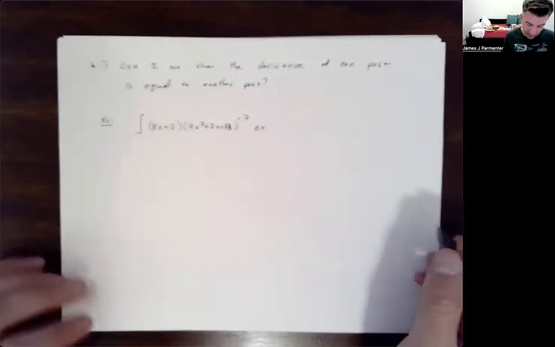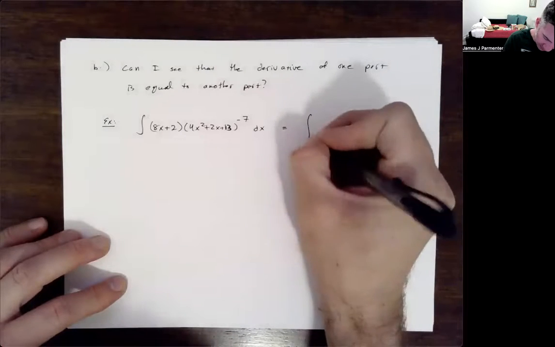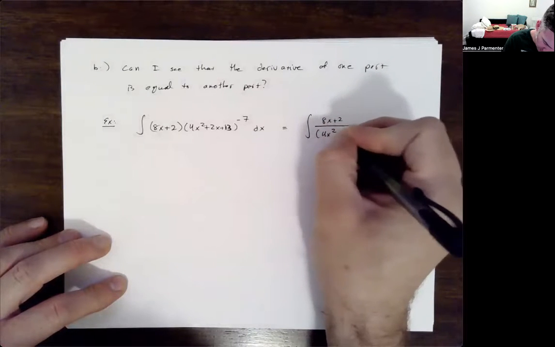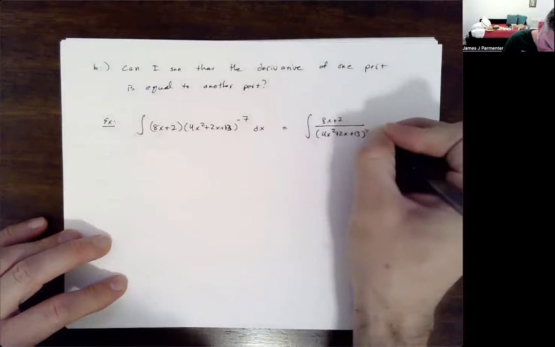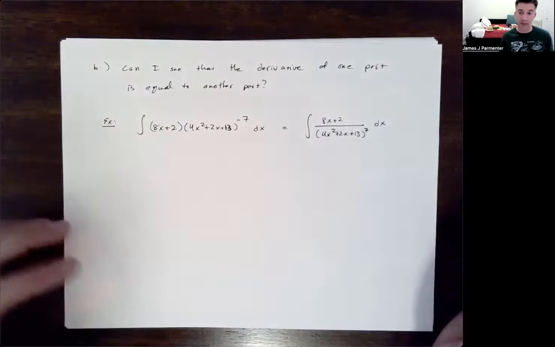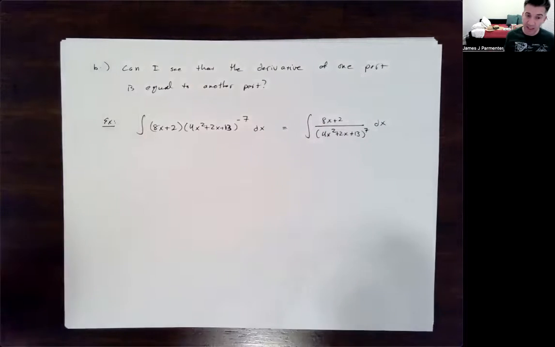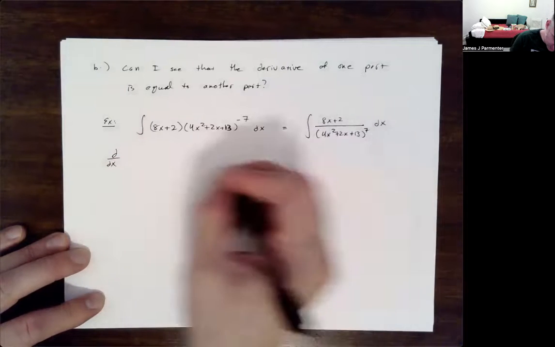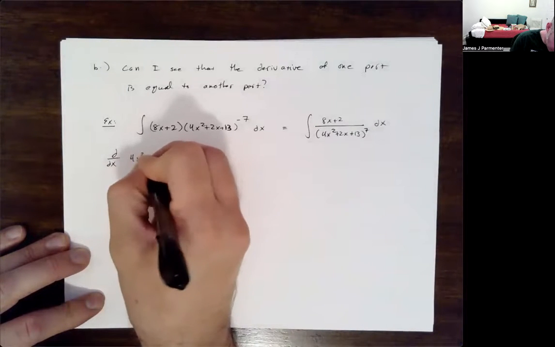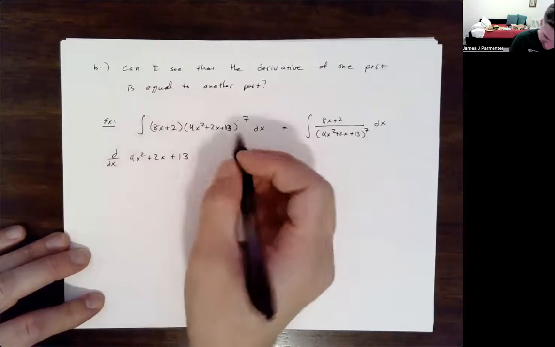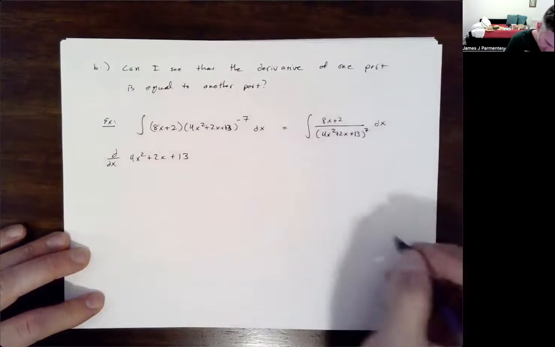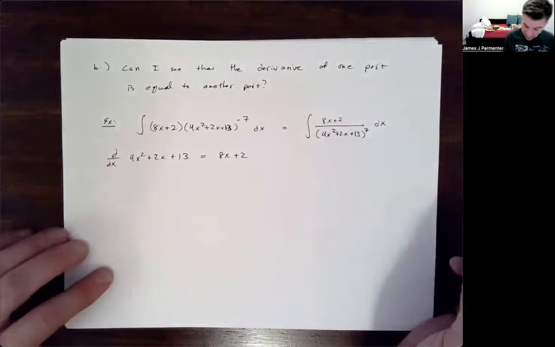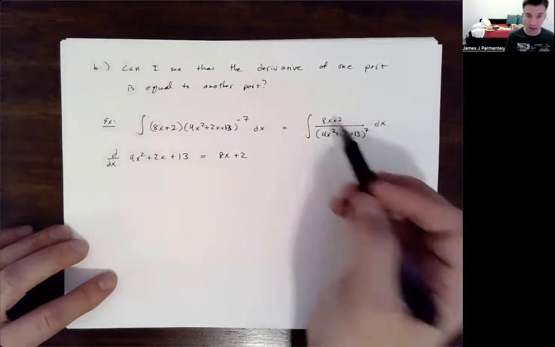I suppose I might have written this first as the integral of 8x plus 2 divided by 4x squared plus 2x plus 13 to the positive 7th power. That's probably how the integral would actually originally be expressed. And if I see that the derivative of one of these pieces, in this case, 4x squared plus 2x plus 13. Sorry, my 13s often look like b's because I write them so sloppily. The derivative of that is 8x plus 2. Or in other words, the derivative of one piece is equal to another part.